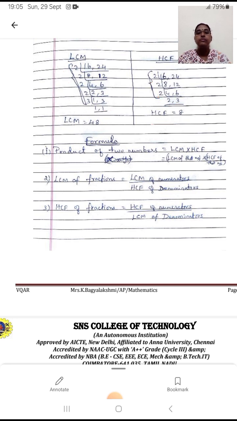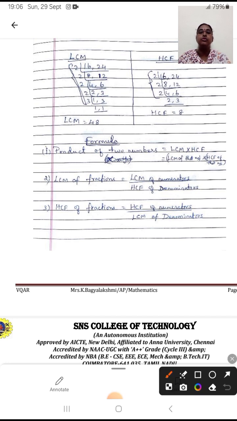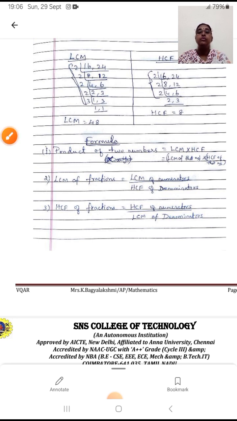Some more examples, formulas, and techniques we can discuss now. Formula 1: the product of two numbers equals LCM into HCF. The two numbers' LCM and the two numbers' HCF, if we multiply, we get the result. We use this formula when three values are given and we want to calculate the fourth one.